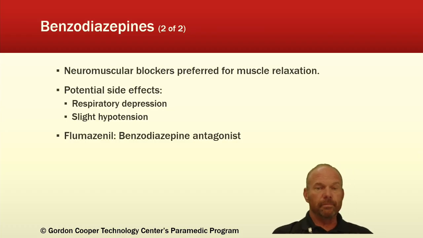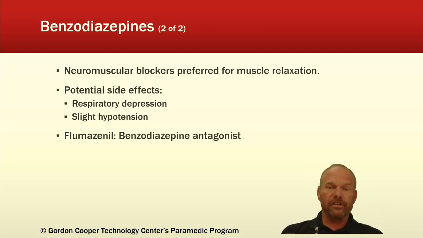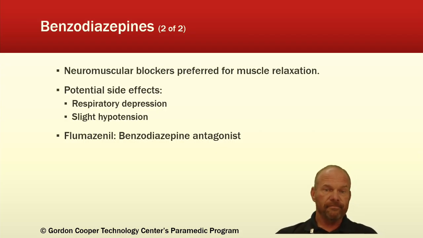Neuromuscular blockers are often a better choice for achieving muscle relaxation because they require smaller doses compared to benzos. Now there are side effects when we talk about benzos. Breathing can slow or stop, so respiratory depression requiring immediate support. They can cause slight hypotension, so blood pressure may drop, which can be problematic in unstable patients. When we start talking about hemodynamically unstable, then that can be a problem.